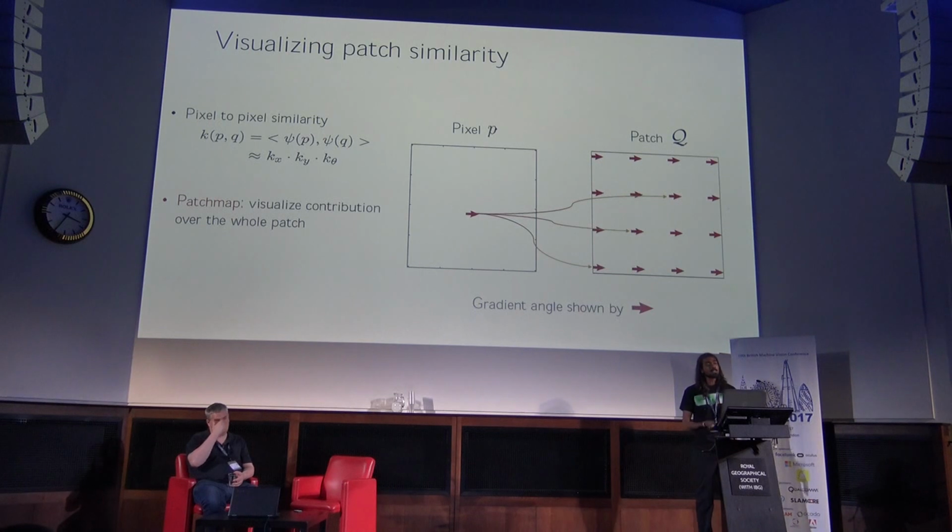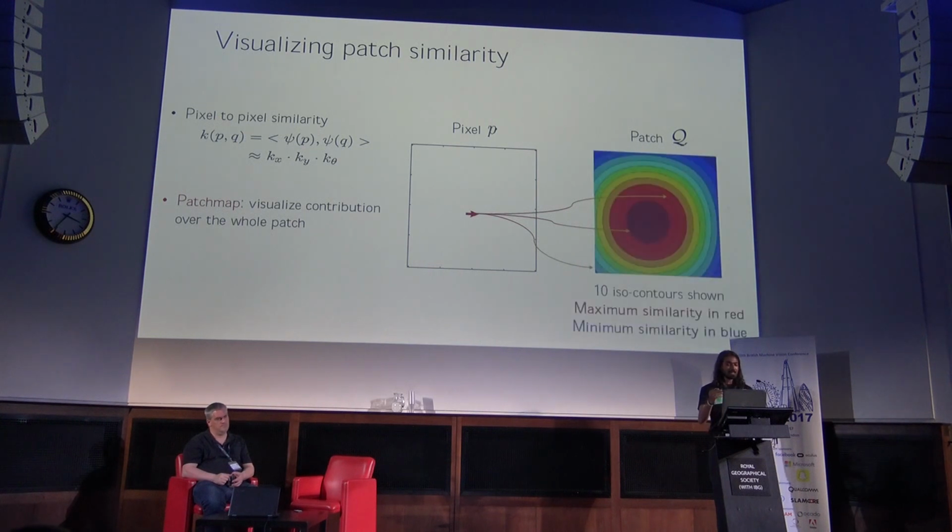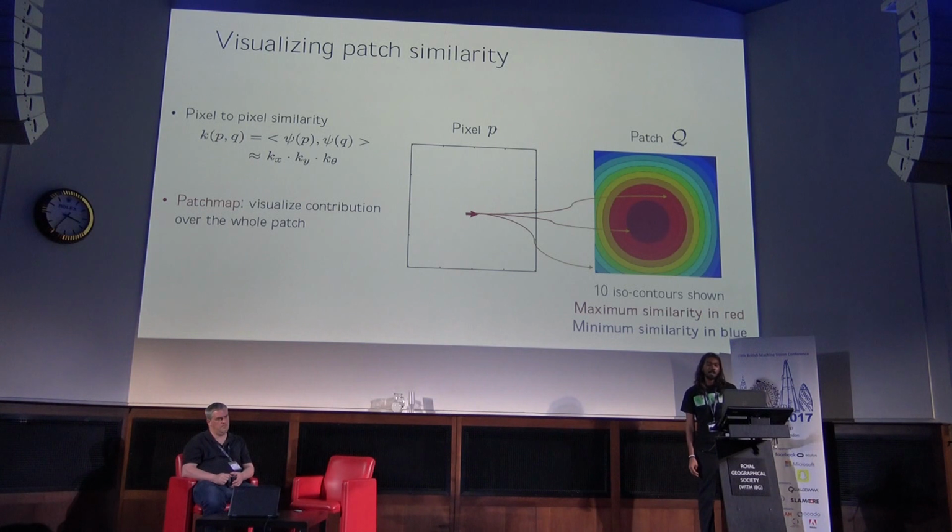And the way I do it is I simply take the inner product of the pixel embeddings, as I've shown before. And if I do this and just map out this scalar value that I get here, then what I'm going to get is actually a continuous map, which is shown here as 10 isocontours, where the maximum similarity is in red and minimum similarity is in blue.